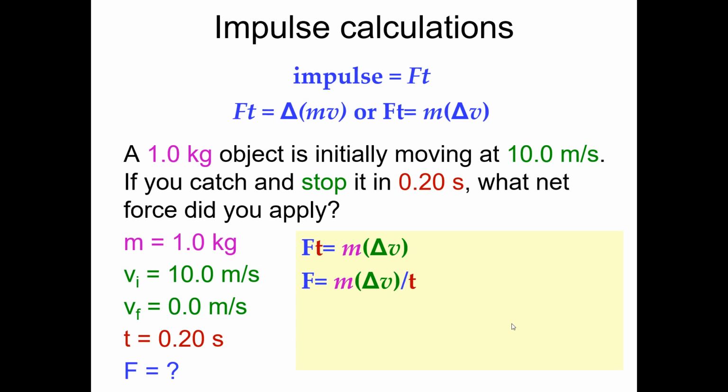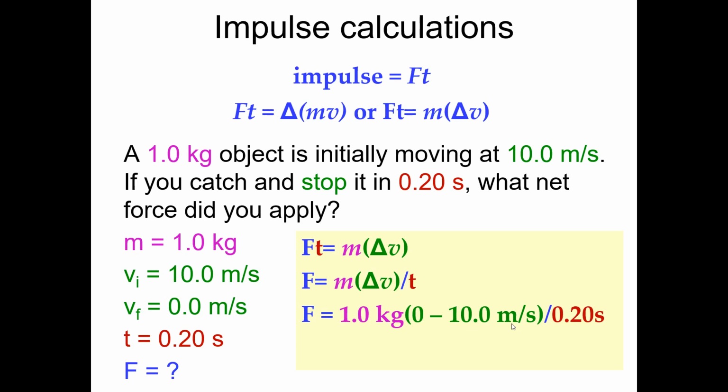I would write F equals 1.0 kilograms times 0 minus 10.0 meters per second. Okay, do you realize why I put it like that? Because the change in speed is final minus initial. The final speed is 0. So it should be 0 minus 10, not the other way around. You don't put the big number first, you put the last number first. And final means it stopped in this case. And then we're going to divide that by 0.20 seconds.